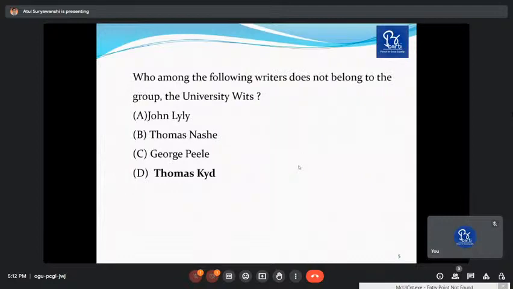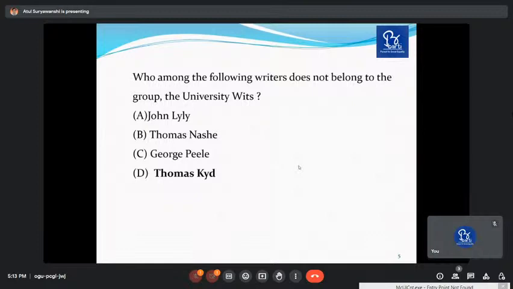The very next question here: who among the following writers does not belong to the group, the University Wits? Now when we focus on this phrase, the University Wits, the question arises in the mind: what exactly is this? So University Wits simply means the university scholars who studied at Oxford and Cambridge, who sought education from reputed and standard world universities.